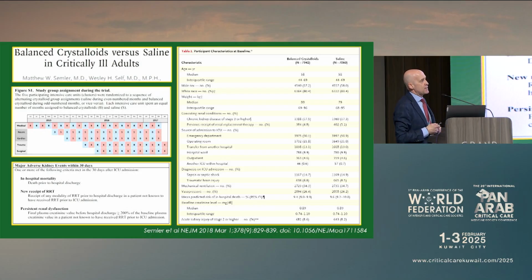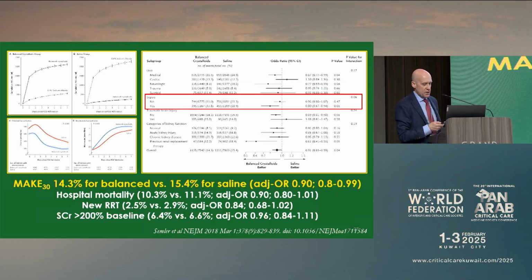So this is the SMART trial led by Matt Semler and colleagues at Vanderbilt University. Huge cluster crossover trial in their institution looking at balanced crystalloids versus saline in an open label approach in like 15,000 patients. Really, really impressive effort. What they showed was that they could get separation during the blocks of cluster randomization. Patients in the balanced group basically got balanced solutions. Patients in the saline time group got saline.